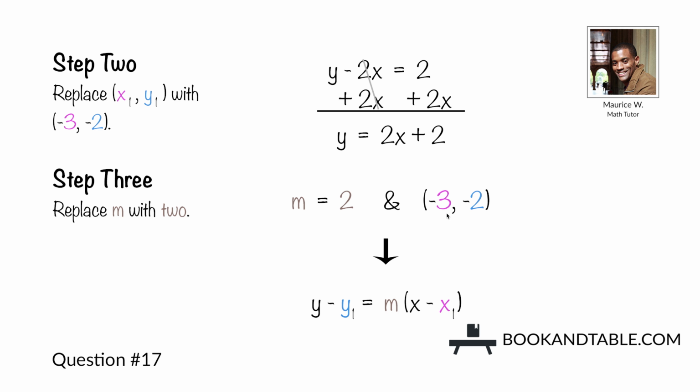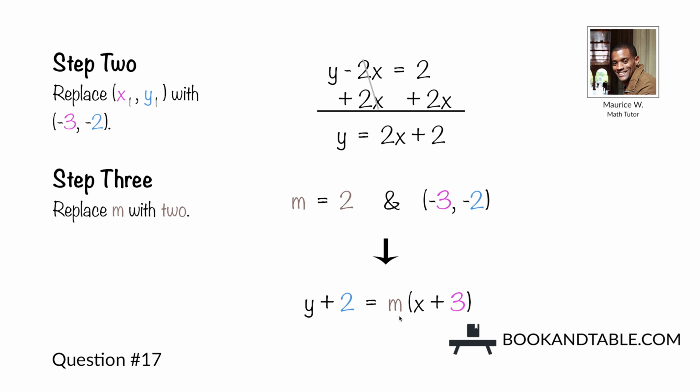And we know that it passes through the point (-3, -2). So you use these two pieces of information and plug them into the point-slope form to find the equation of the line. So step 2, replace x1 with -3 and y1 with -2. y minus -2 becomes y plus 2. x minus -3 becomes x plus 3.